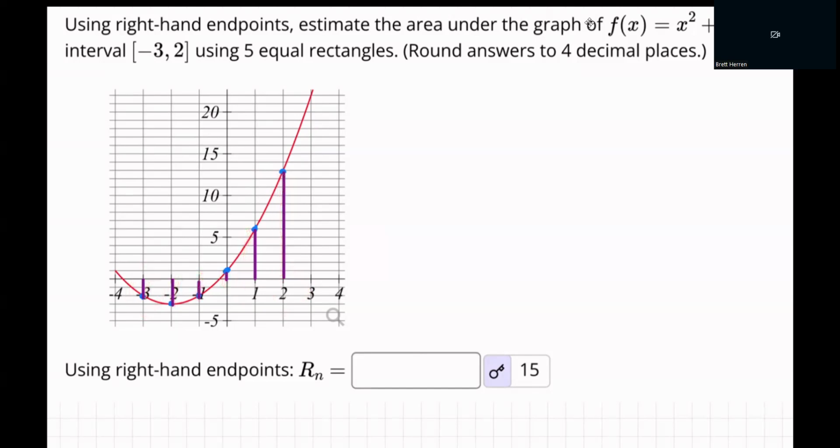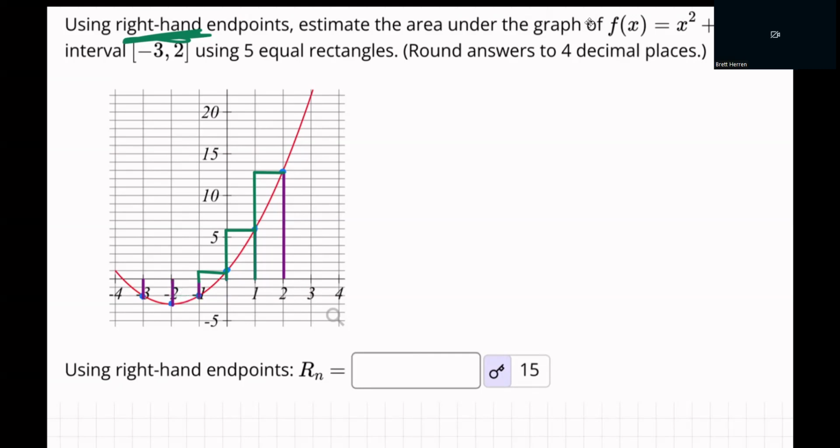Now, it says we want to use right-hand endpoints. We could have done right or left. They could ask us either one. That means we're going to start on the right and go straight down all the way to the axis. That's our first rectangle. And now from the right straight down to the axis. From the right straight down to the axis.